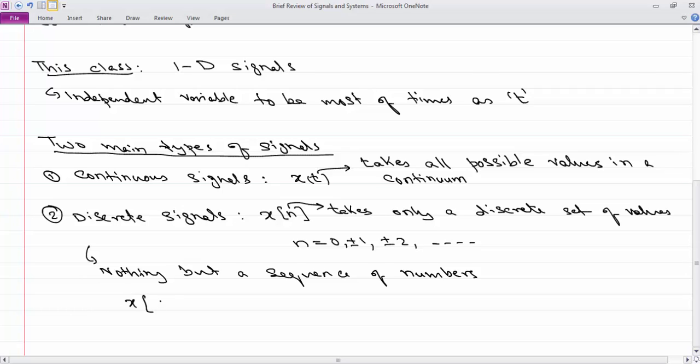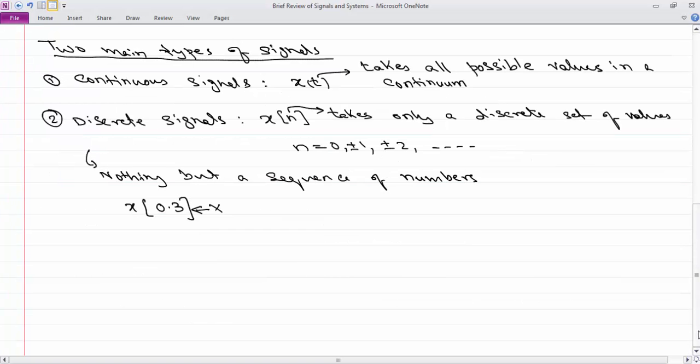That's a discrete signal. Now, a discrete signal means that it only takes values on a discrete set, which means that, for example, x of 0.3 is not defined. It's not that it's maybe 0 or 1. There is no such thing, I can't define the function on x of 0.3. So this doesn't exist. So that's the basic distinction. A continuous signal takes values on all possible values of its independent variable. A discrete signal only takes values on a discrete set of points, and it's nothing but a sequence. Okay?